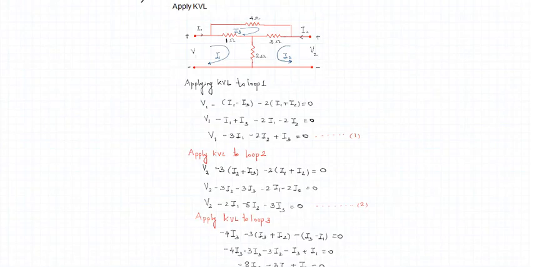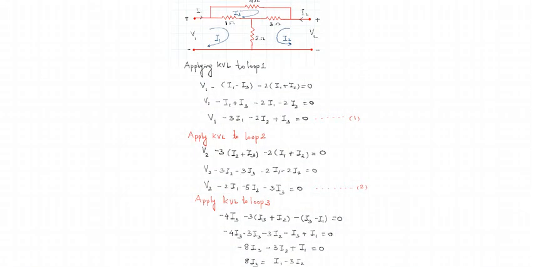So let us apply KVL to loop 3. There are three elements which come into picture: the 4 ohm resistor, the 3 ohm resistor, and the 1 ohm resistor. All the three elements need to be analyzed when we apply KVL to this particular loop. Starting with the 4 ohm resistor, it is minus 4 into I3. The only current which flows through the 4 ohm resistor is I3, and therefore the voltage that gets generated is 4 into I3.